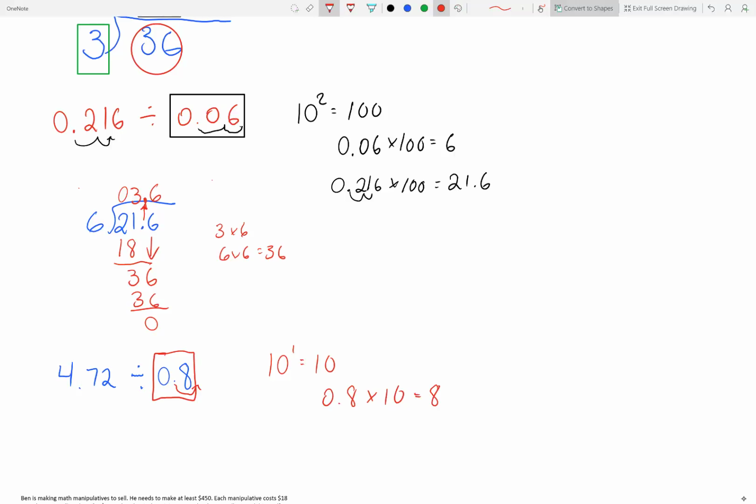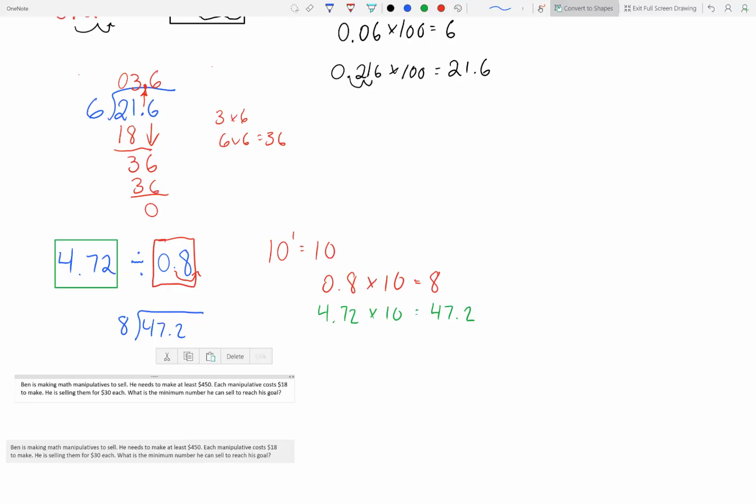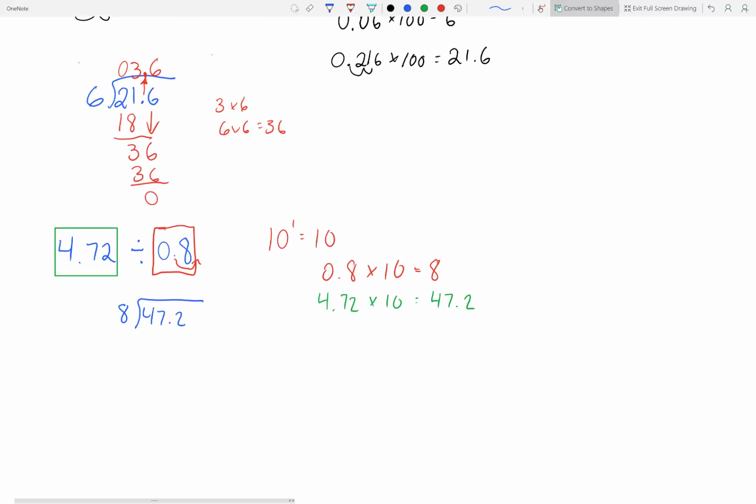And then because I did that to the divisor, I need to do the same thing to my dividend. So 4.72 times 10 is equal to 47.2. Now my question becomes 47 and 2/10 divided by 8. Sorry, I'll just move this down.